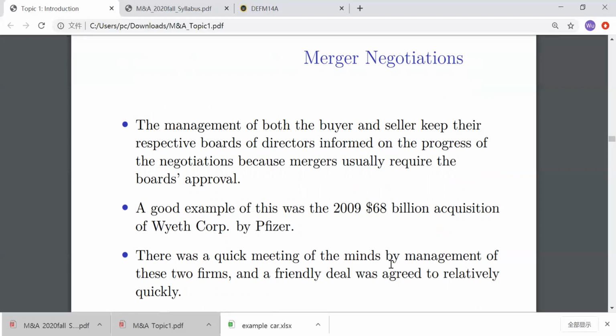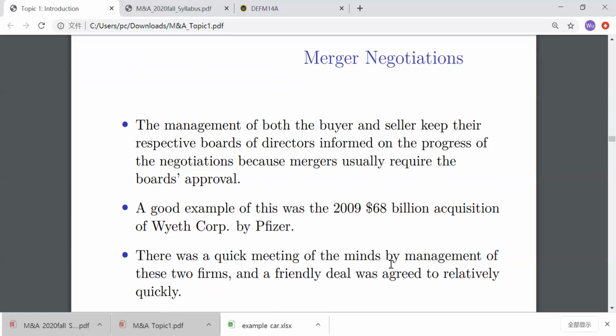The management of both the buyer and the seller will keep the board of directors informed on the progress of the negotiation, right? What happens is that there are rounds of negotiation between the target management and the acquirer management, right? Each round, acquirer management will submit a bid, right? This bid will typically say, how much would I pay you, right? And then this offer might also contain other terms, right?